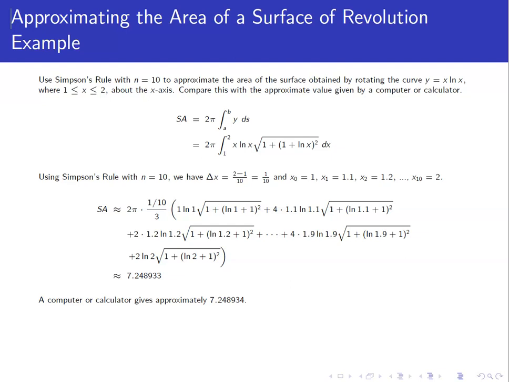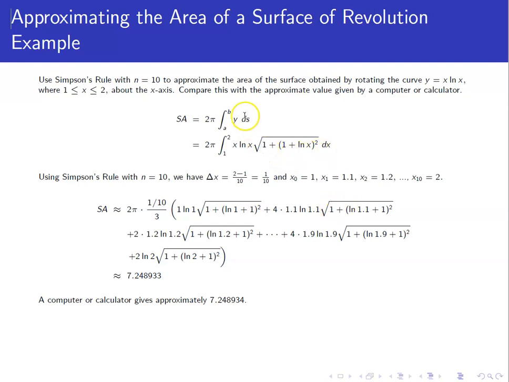So since we're rotating about the x-axis, our surface area formula again is 2 pi integral from a to b of y ds. Our function is given to us as a function of x, so we're going to replace the y with x log x. And when we differentiate our x log x, using product rule, we get natural log of x plus x times 1 over x. That simplifies to 1 plus natural log.